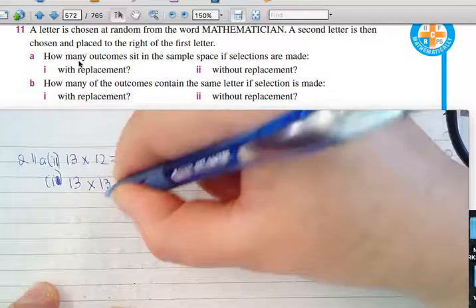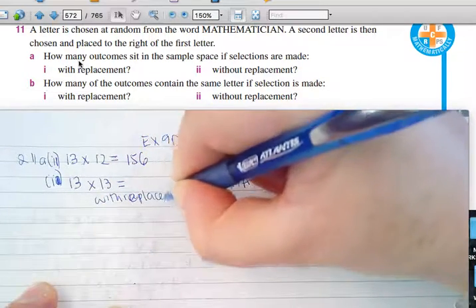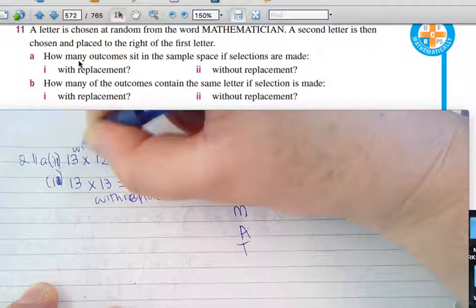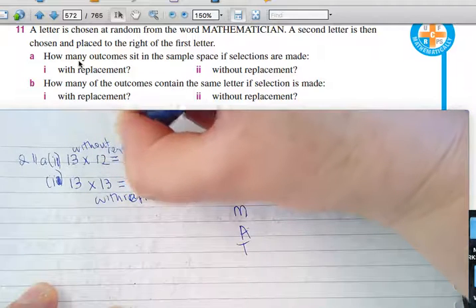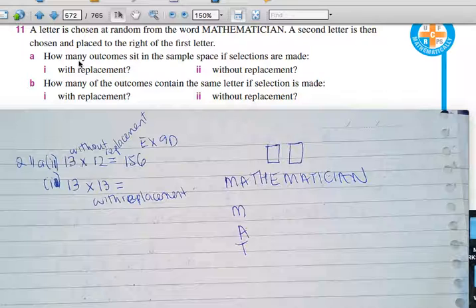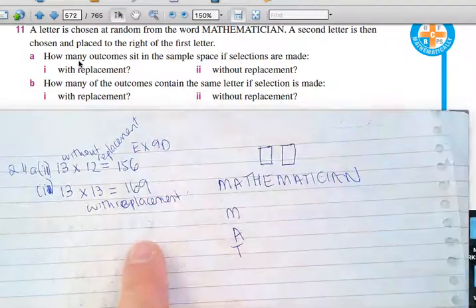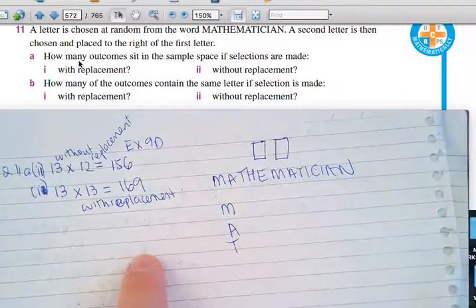So this is with replacement and the second one is without, and this one was without replacing the first card. That's what they mean. Sometimes you can replace the first card and sometimes you don't. So I've got 13 choices for the first one. I decide to put the card back. I've got 13 choices for the second one if I'm doing with replacement. So that's 169. Does it make sense?